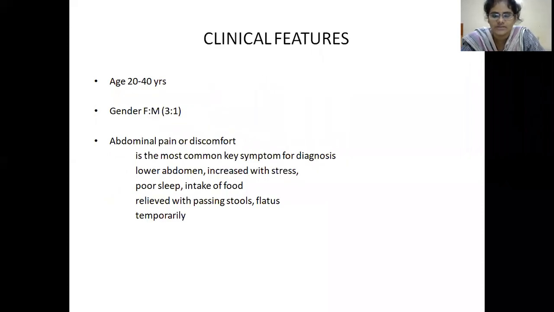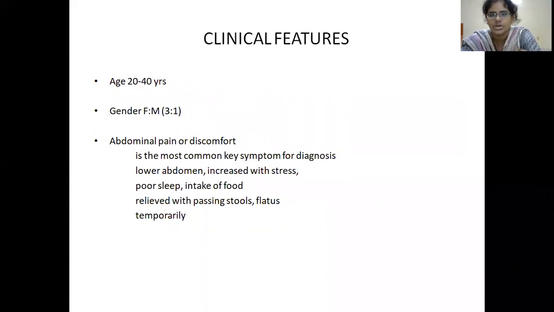Coming to the clinical features, the most common presentation is seen in the age group between 20 to 40 years, and definite presentation will be below 45 years of age. Coming to the gender predilection, females are more prone than males, the ratio being 3:1. What is the most common clinical feature? The most common clinical feature is the abdominal pain or discomfort which these people will be complaining of.